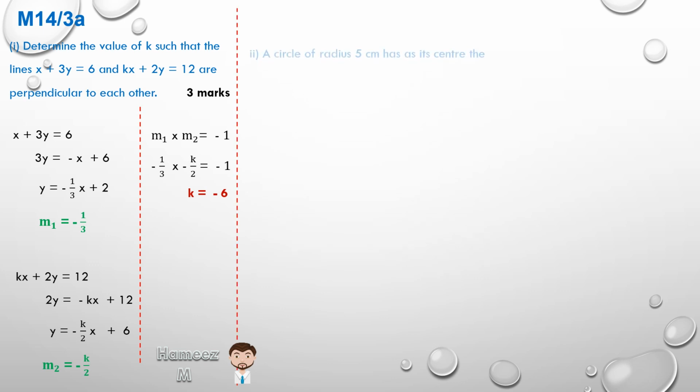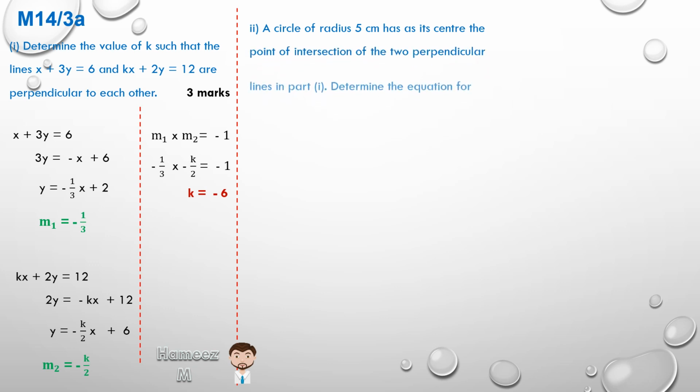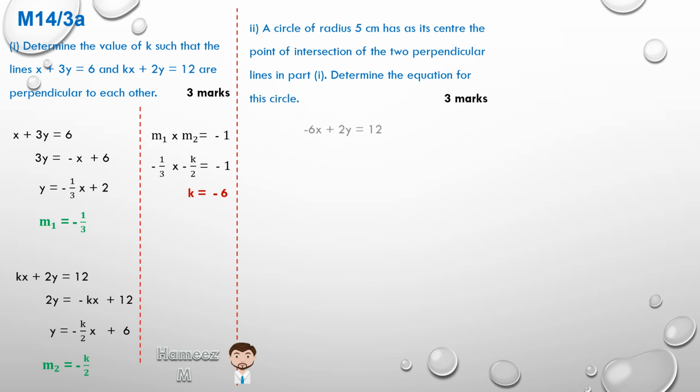Part 2. A circle of radius 5 centimeters has its center at the point of intersection of the two perpendicular lines in part 1. Determine the equation for this circle. So let's recall that the first equation, minus 6x plus 2y is equal to 12, because we know k is minus 6. And we can substitute for y, because we worked out y is equal to minus 1/3 x plus 2 in the first part of part 1.